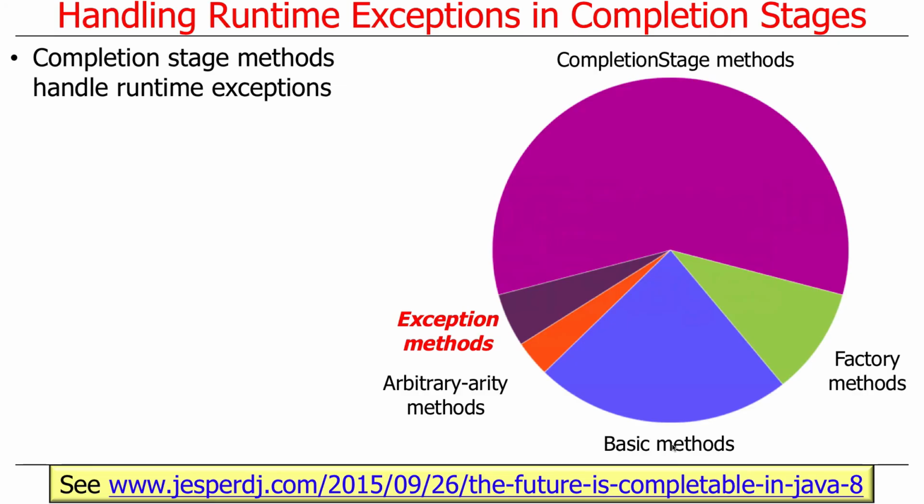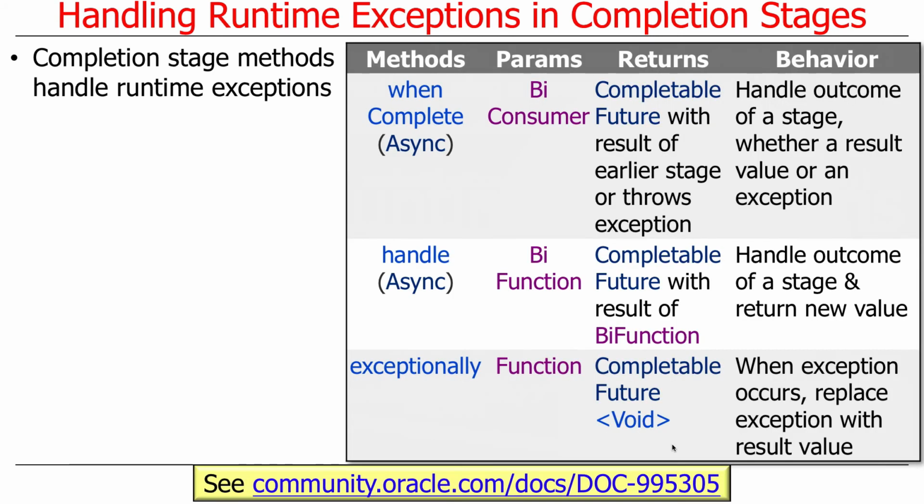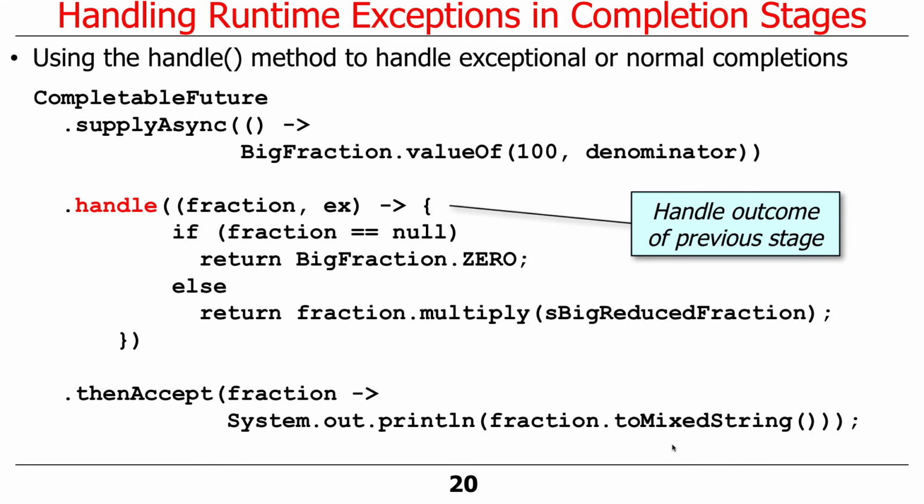Let's talk about runtime exceptions. This is another feature that you need to be aware of. Basically, these methods let you handle exceptions that may occur during the completion stages. I'll talk about all three, and I'll show you two examples. There are three methods that handle exceptions. One is called whenComplete, which is kind of a weird method because it really doesn't do anything other than give you a hook to take some action if something completes successfully or not. It doesn't transform anything. Then there's handle and exceptionally. These can actually be used to transform the result in one way or another. So let's take a look at an example.